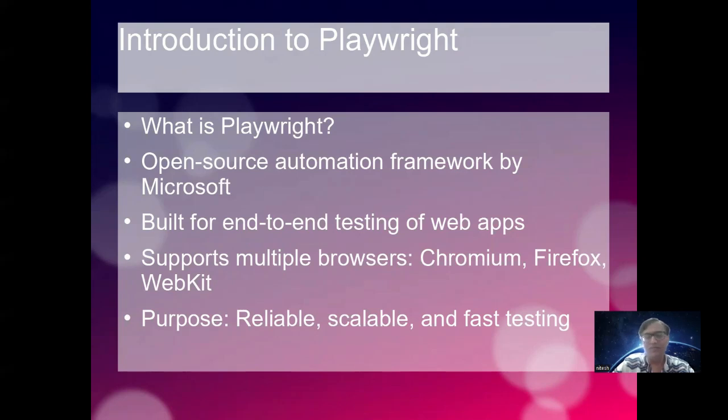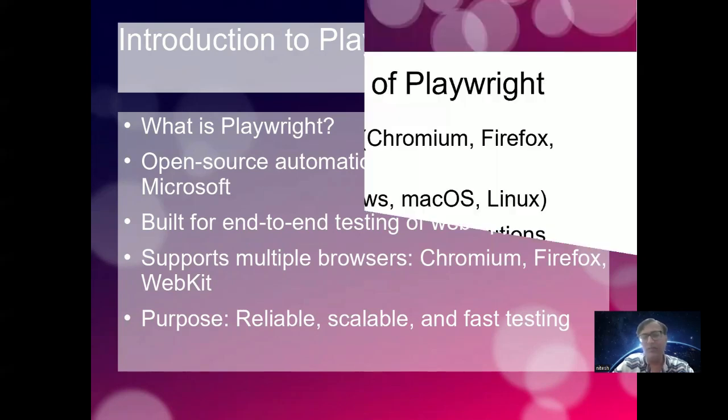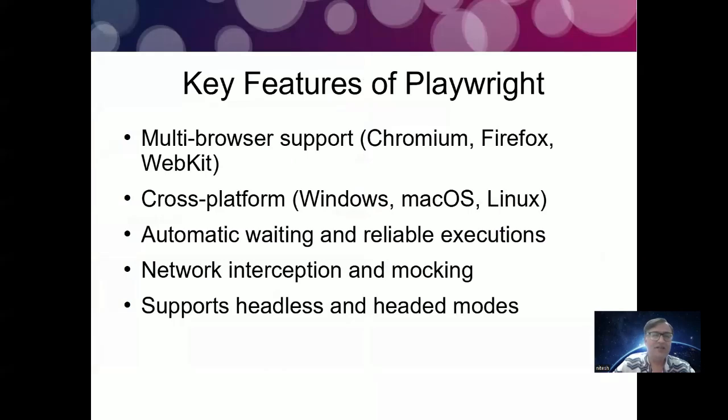The purpose is reliable, scalable, and fast testing. It is cross-platform. When we say cross-platform, it means you write your test code on one machine and you can execute it on a different machine. Write anywhere, execute anywhere. That is cross-platform. Automatic wait is there. Network interception and mocking is present for the API part. It supports headless mode and headed mode.